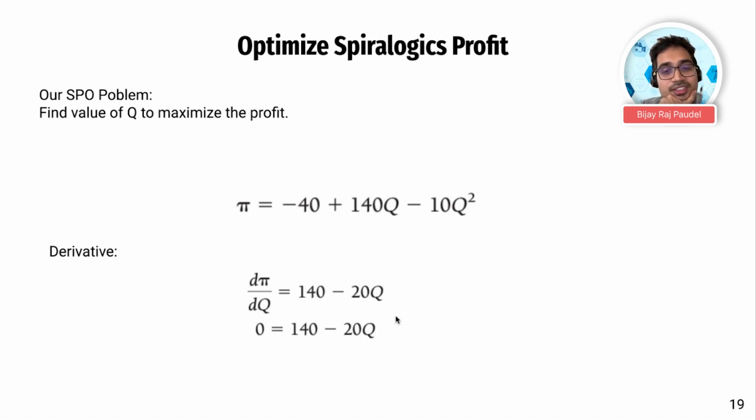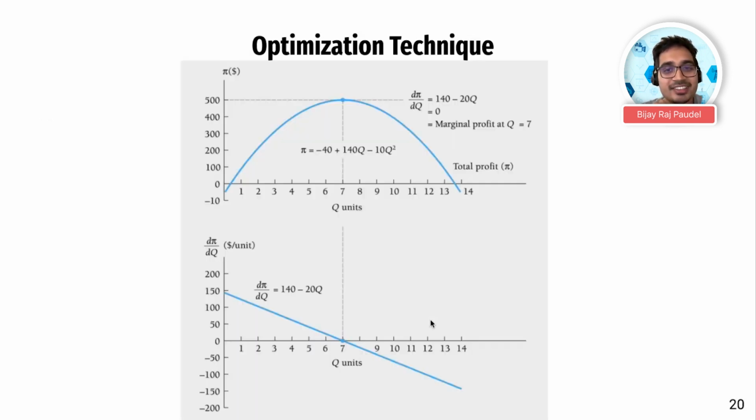So this is derivative. I think everybody can solve this, right? Can somebody speak up the solution for Q? 7. Yeah, that's right. Okay, if there are 7 teams, we'll have maximum profit. That's correct. Okay, so let's draw the graph and see our theory of optimization and slopes.